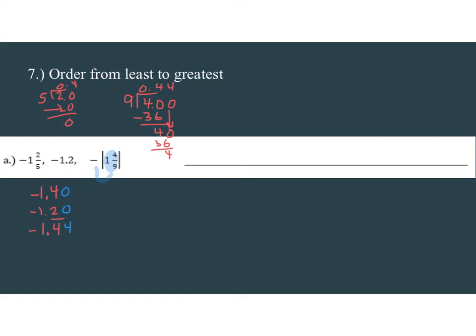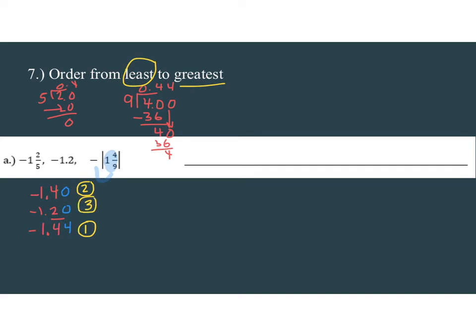Okay, so I'm looking at these answers here. I need to figure out which one is my smallest and which one is my greatest. So since they're all negative, the one that looks bigger actually has a smaller value. So the one that actually looks the biggest is going to be this guy down here, the last one that we did. 1 and 44 hundredths is going to be our smallest number. Our next smallest number is going to be the guy up top. And then our largest number is actually the one in the middle.